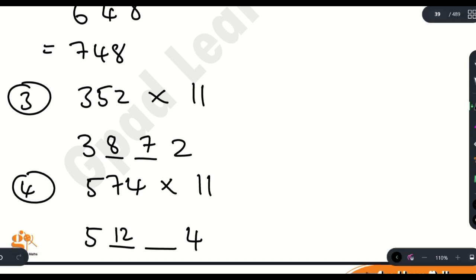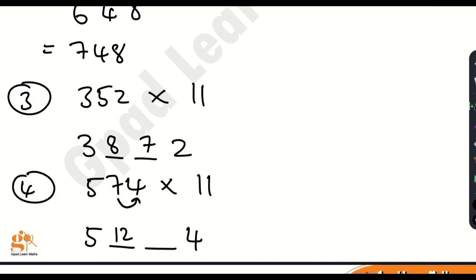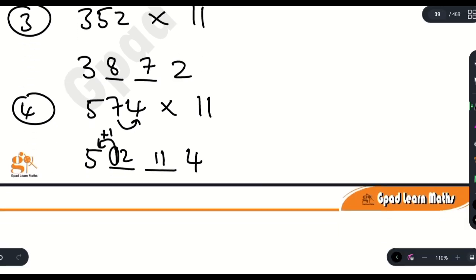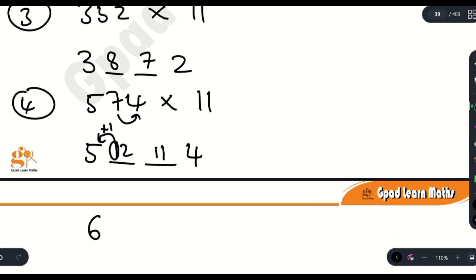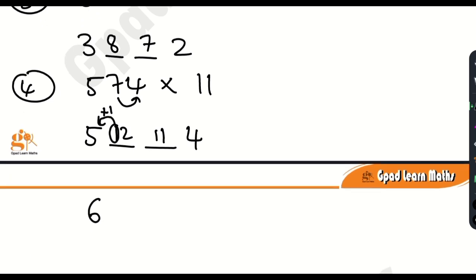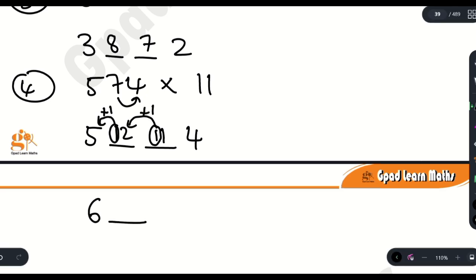Don't worry, just write 12 here first of all. Then add 7 to 4. What is 7 plus 4? That's 11. So you write 11 here. But you know this cannot be the answer, right? What you are going to do is take this 1 from here and add it to 5. 5 plus 1 is 6. But what about this 11? You take 1 from this 11 here and add it to this 2. So this 2 becomes 3 here.